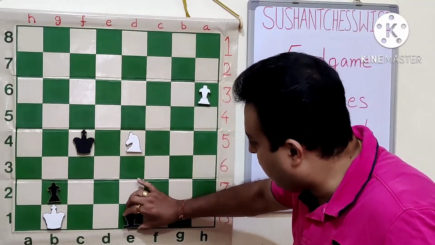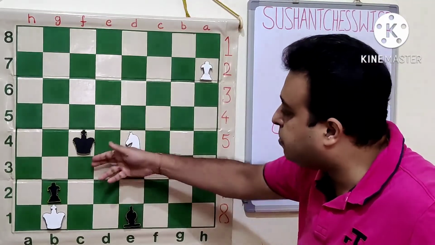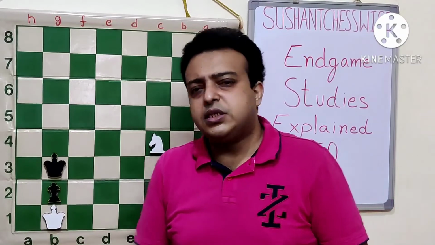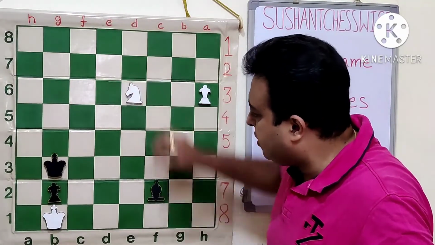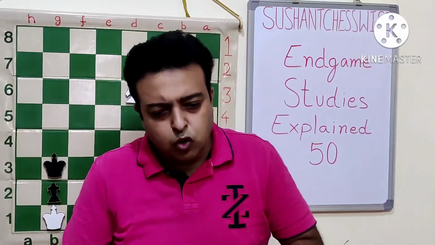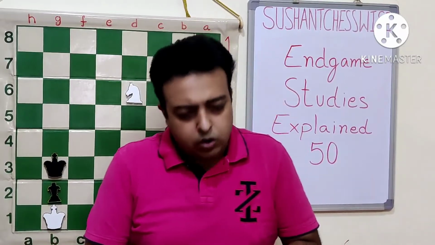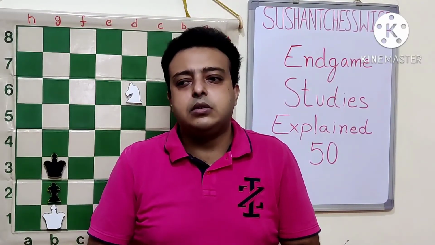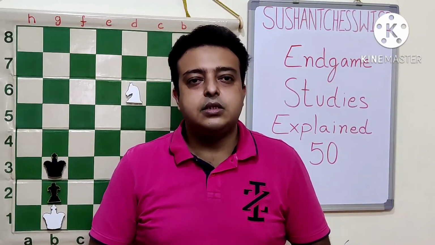After be1, h7, bishop c3, knight takes c3, and white wins. Thus, we can say after the move knight e6, the white knight manages to dominate the black bishop on all its important squares. I hope you are finding these lessons useful.